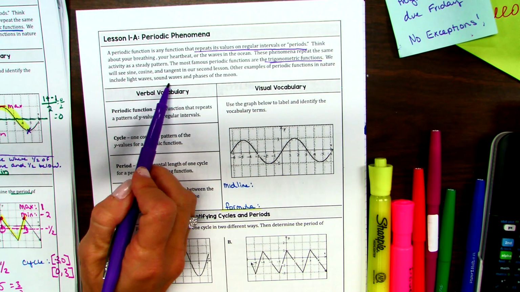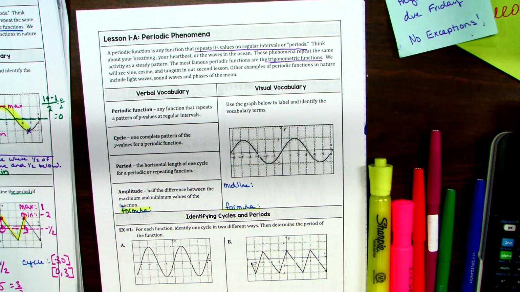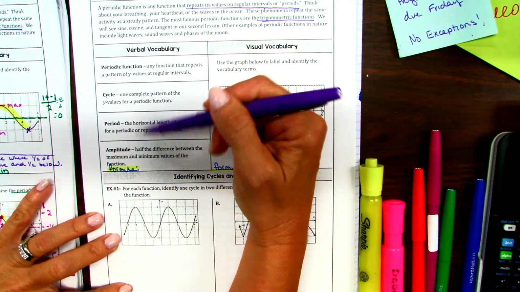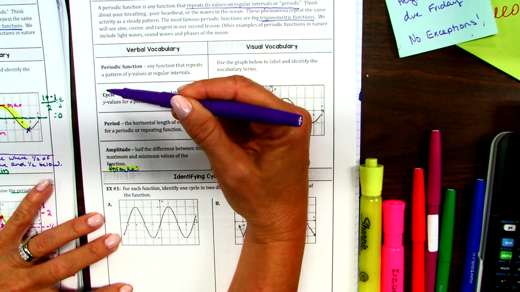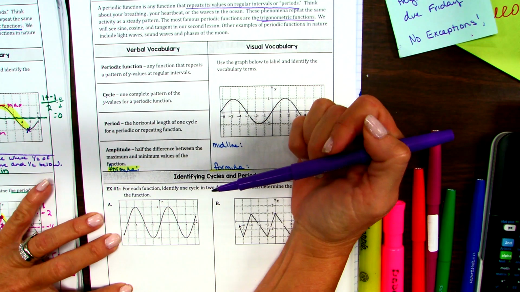Also, light waves, sound waves, phases of the moon. So there's a lot of periodic phenomena in science, and just natural occurrences on Earth. So it's really kind of a cool topic. Let's go through some vocabulary that we have to be really familiar with. These are going to be things we talk about in almost every type of graph we do.